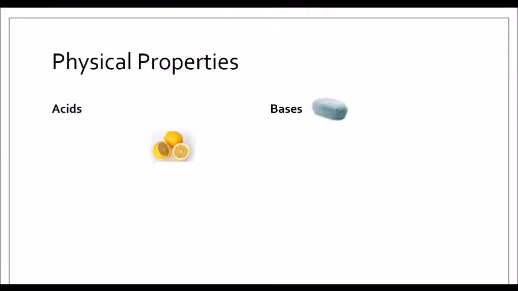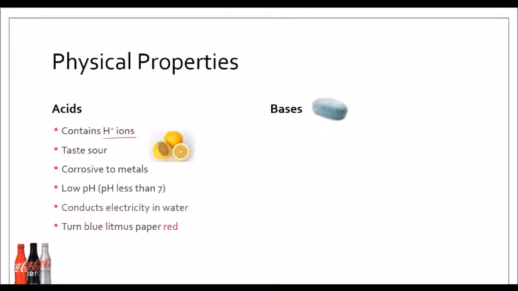Properties of acids. Acids contain hydrogen ions or produce hydrogen ions. They taste sour, or have a tart taste, are corrosive to metals, have a low pH, less than 7, conduct electricity in water, and turn litmus paper red.